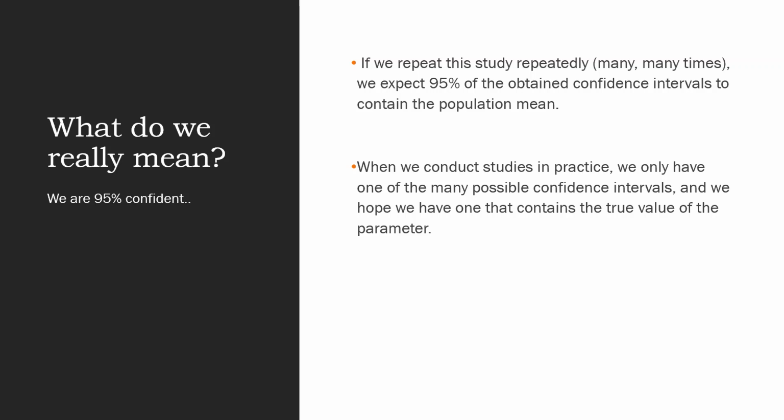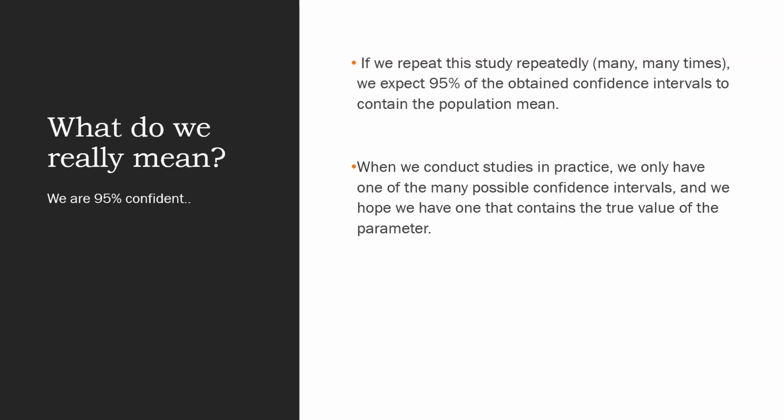Because we do know that some of those, if we repeatedly resampled and did our study, you may end up with a confidence interval that does not contain your population mean, right? 95% of them will, 5% of them won't. We're doing one study. We hope we're in one of the 95% of those studies. That is what we mean when we construct confidence intervals and say we are 95% confident.